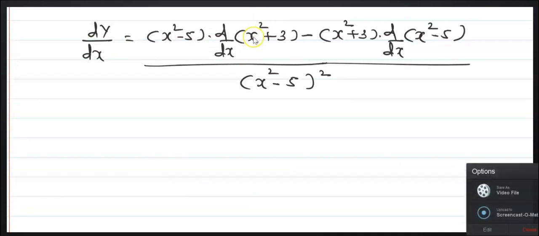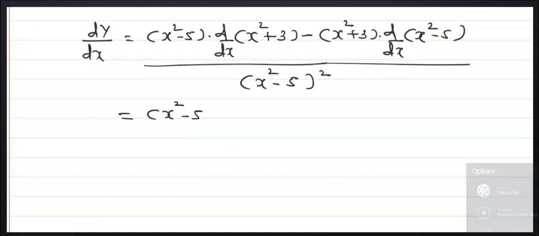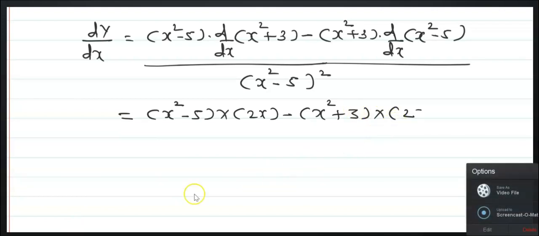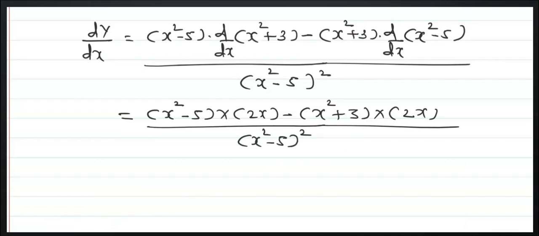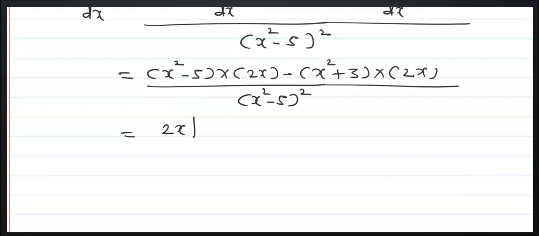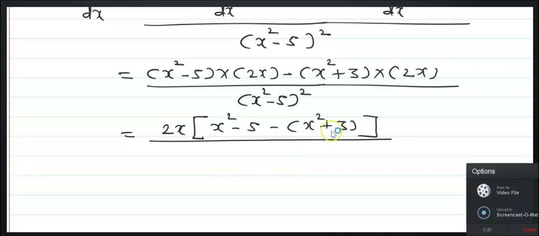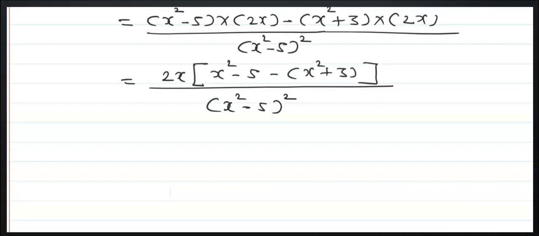Now the derivative of x square is 2x. Derivative of x square is again 2x. Derivative of 3 is 0 because it is a constant, and derivative of 5 is also 0. Now the simplification: (x square minus 5) into 2x minus (x square plus 3) into 2x, upon (x square minus 5) bracket square. Now see this here. Take 2x common, then in the bracket you will get (x square minus 5) minus (x square plus 3), upon (x square minus 5) bracket square.